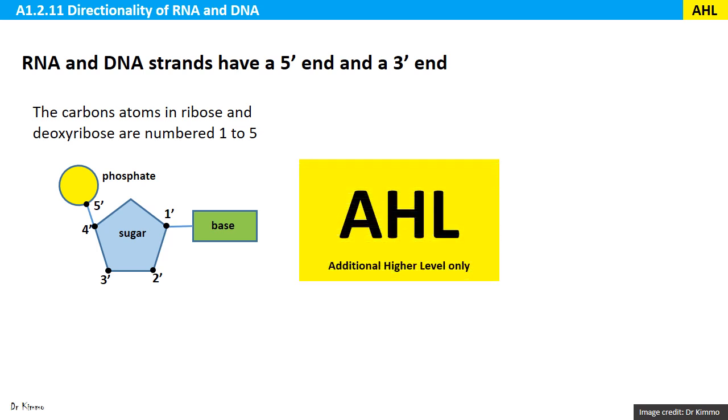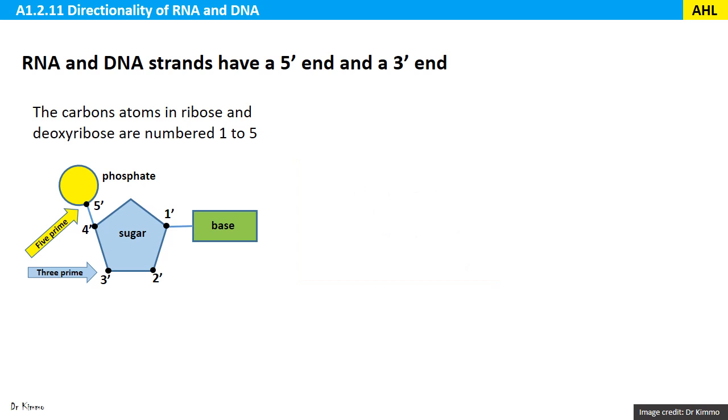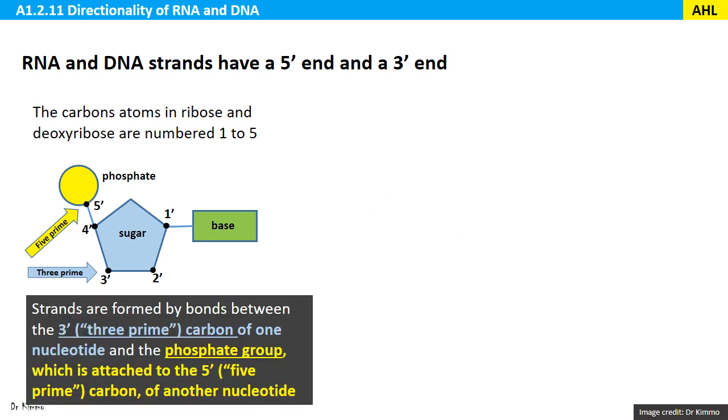Now we are moving into higher level territory, the directionality of RNA and DNA. RNA and DNA strands have a 5' end and a 3' end. The carbon atoms in ribose and deoxyribose are numbered 1 to 5. And when these monomers, the nucleotides, form polymers, strands, the strands are formed by bonds between the 3' carbon of one nucleotide and the phosphate group which is attached to the 5' carbon of another nucleotide.